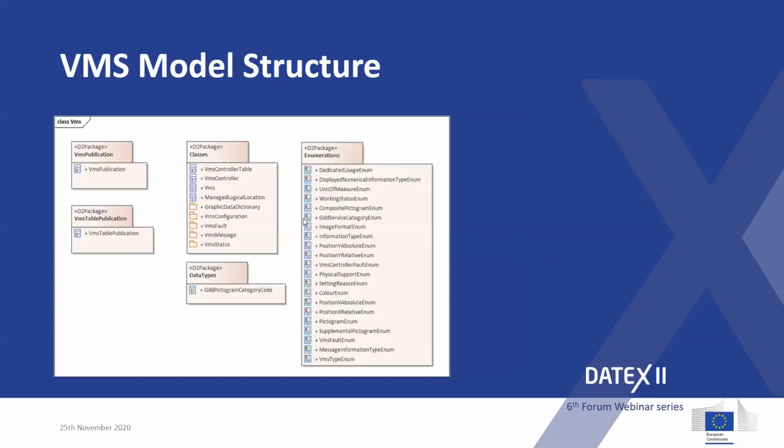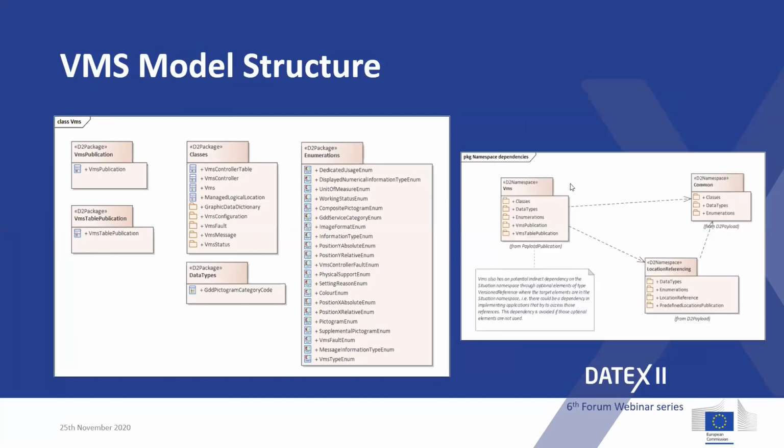The VMS model structure is based on two main publications, which are VMS table for static data and VMS publication for the dynamic data. There are other packages for the different classes and specialized information that is needed: VMS configuration, fault, message, status, and graphic data dictionary. And also a bunch of enumeration.